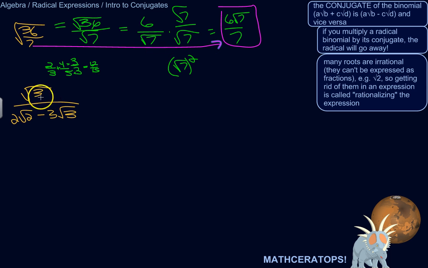Now the question is, what about if you have something crazy like this? So you might think, I don't know, let's just multiply the denominator by, let's pick one of these, square root of 2. I'll show you what happens when you do that.